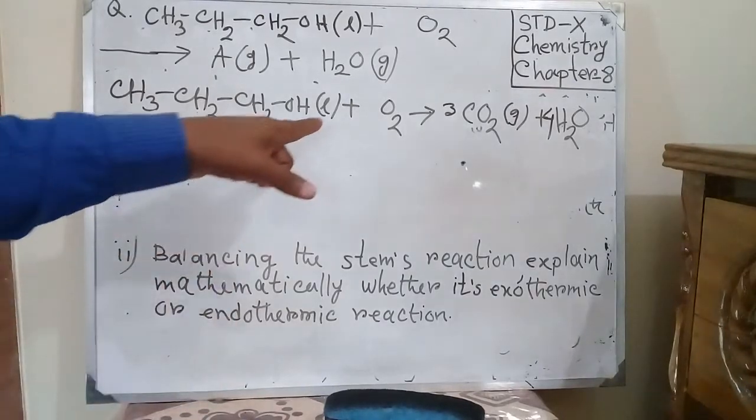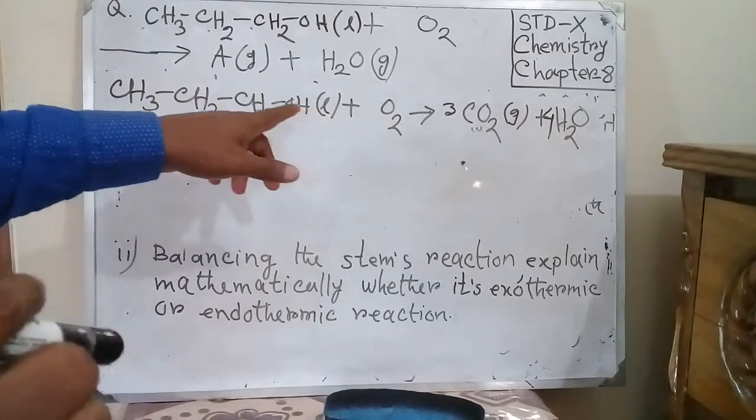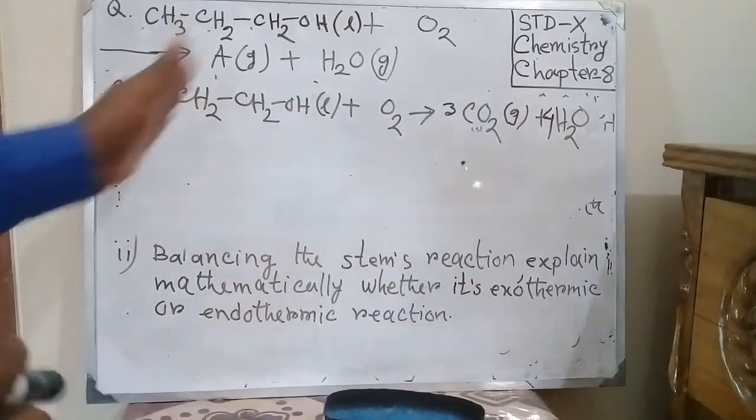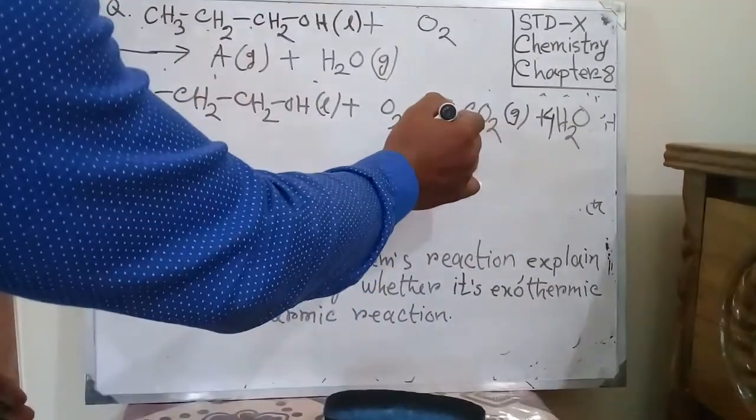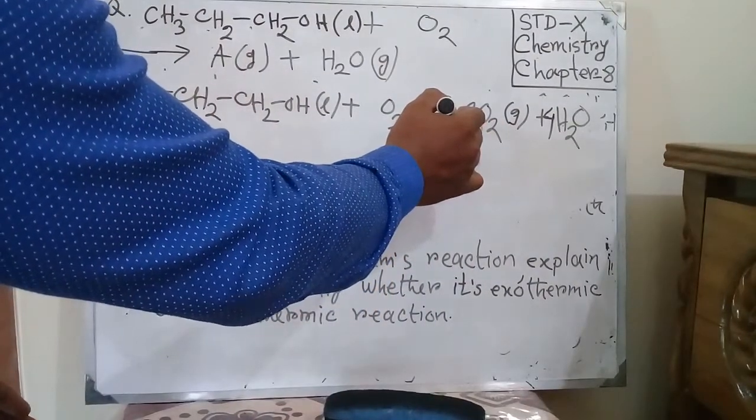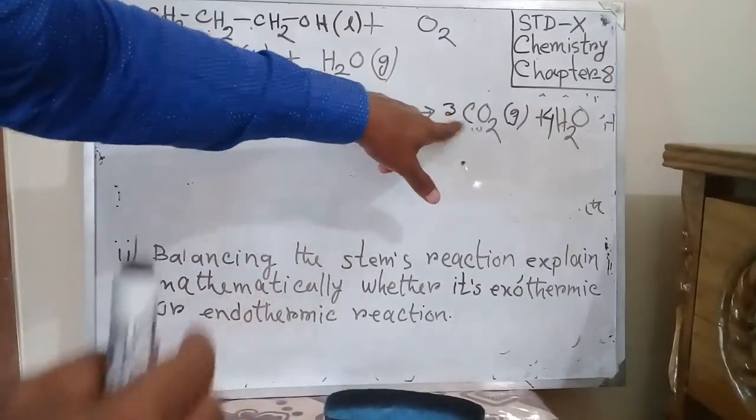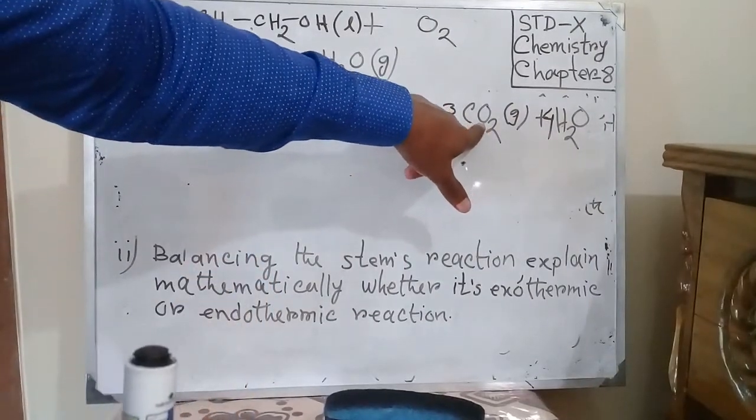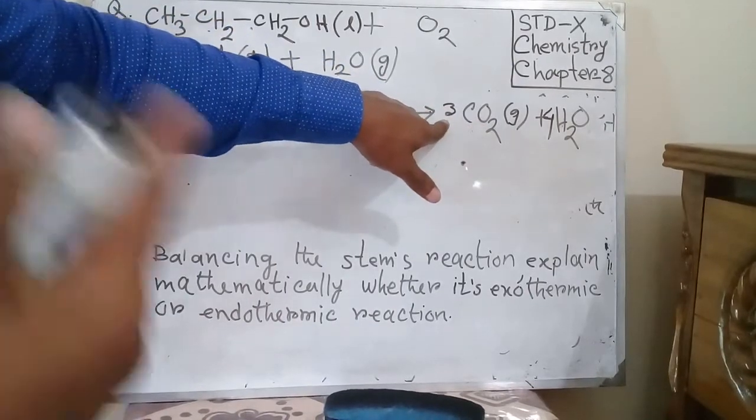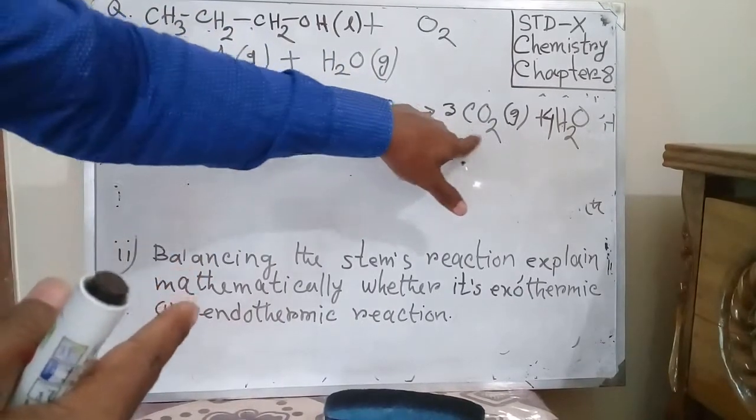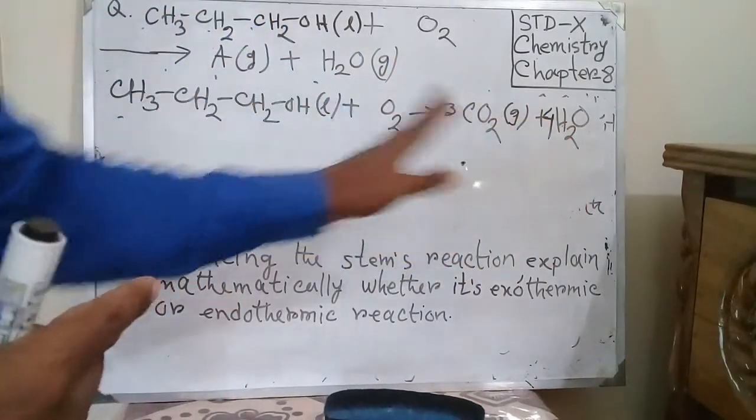Now oxygen. There are 1, 2, 3. 3 oxygens are there at the left side. How many oxygens at the right side? 2 threes are 6 and 4 ones are 4. Total 10. There are 2 oxygen atoms in carbon dioxide and 3 molecules of carbon dioxide. So 3 twos are 6 and here 4. So 6 and 4, 10.